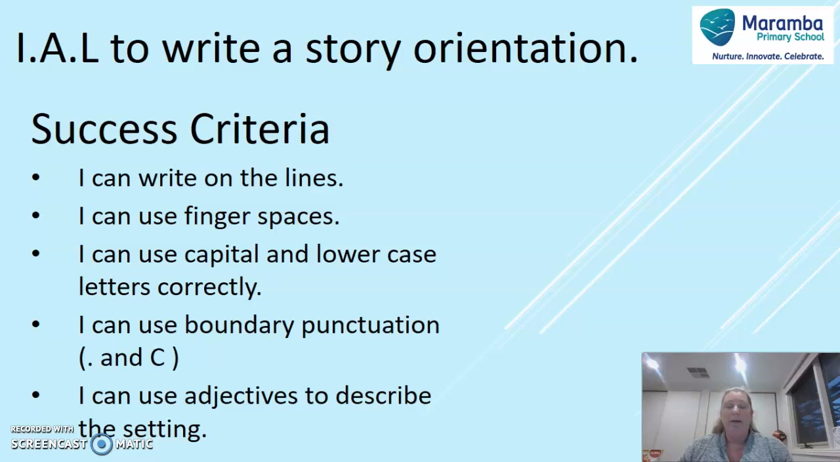You'll be using boundary punctuation, including full stops and capital letters, and using adjectives to describe both the setting and the characters.